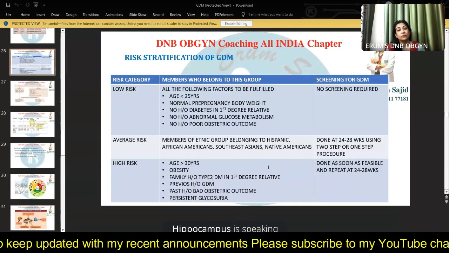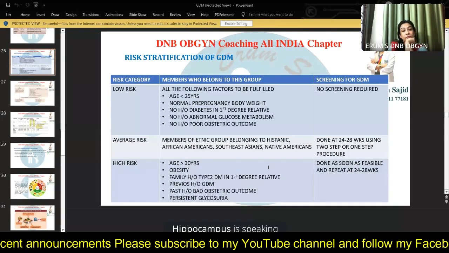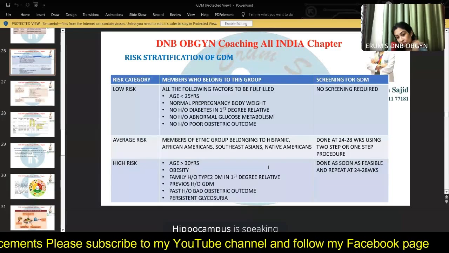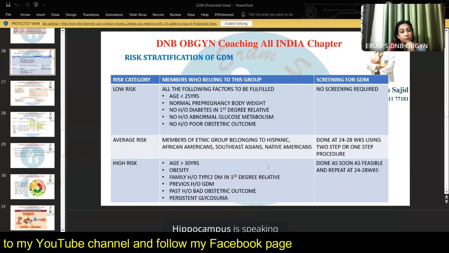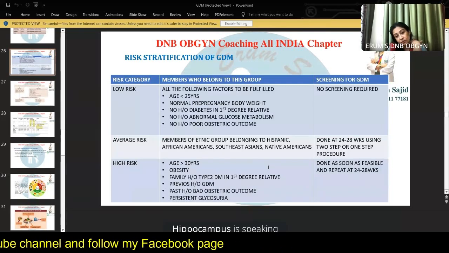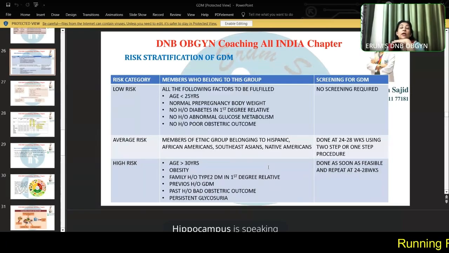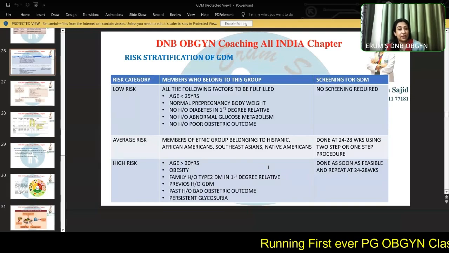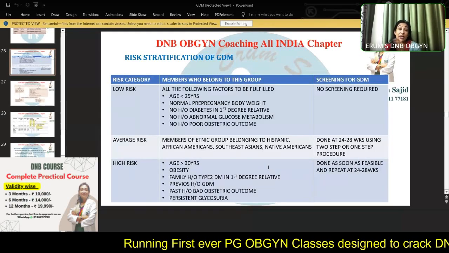In the high risk category, these people include age more than 30 years with obesity and family history of type 2 diabetes in a first degree relative like mother, father, sister, and previous history of gestational diabetes, past history of bad obstetric outcome, and persistent glycosuria. So these are all high risk groups in which we have to do the screening in the first visit itself. Okay. So in our patient, Lavanya, what high risk factors did we have? We have just started the case, that's why I don't know the entire risk factors. So let me know what high risk factors did we have that we screened her as soon as possible in the first trimester.